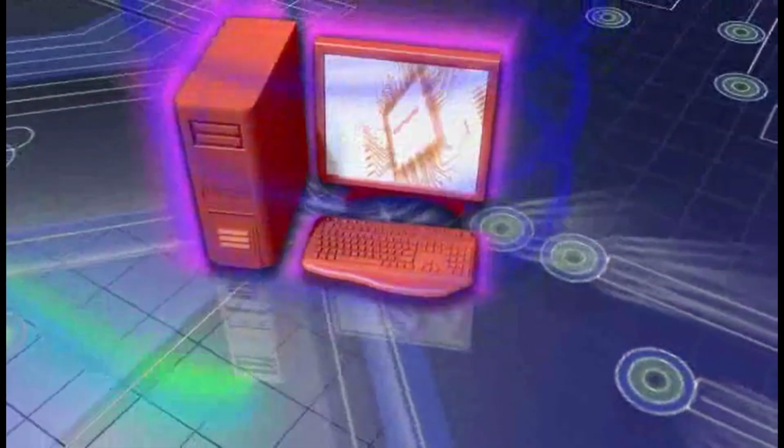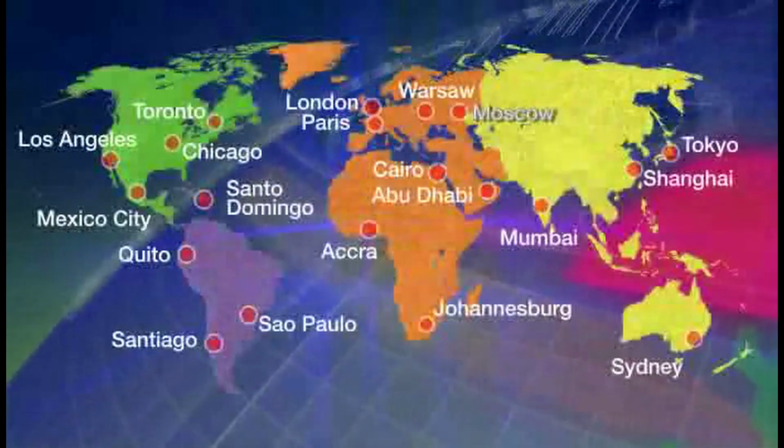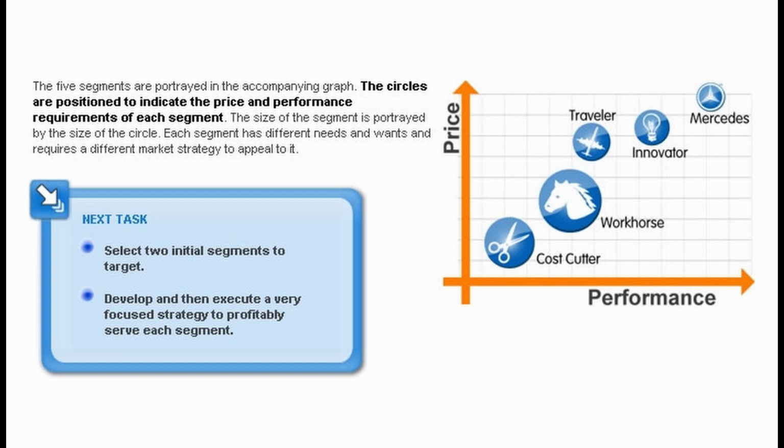You will start a new firm, which will enter into the microcomputer business. The firm will be introducing a new line of microcomputers into 20 international markets. Your goal is to build a profitable company. There are 5 market segments to serve in the PC market. Each segment has different needs and requires a different marketing strategy to appeal to it.